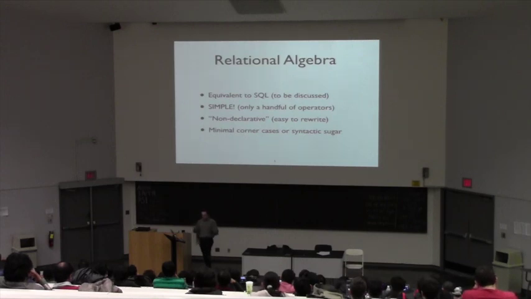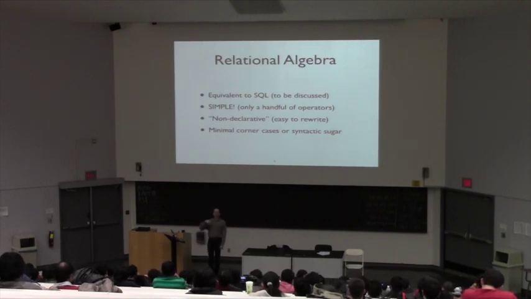It's also, in a sense, non-declarative. A relational algebra expression has a very precise natural evaluation order. Given one of these expressions, it's fairly clear how to evaluate that, what kind of process you'd have to go through, or at least the ordering of the process that you'd have to go through to evaluate it.